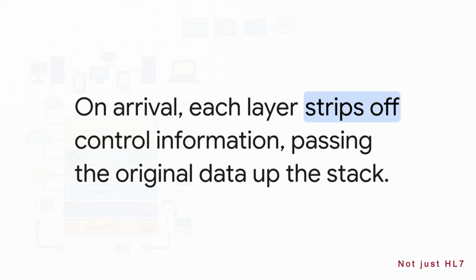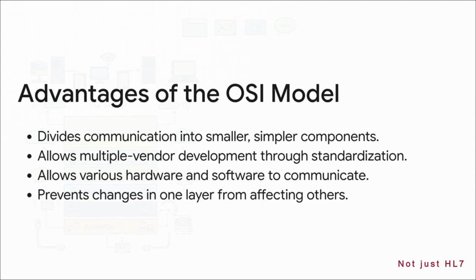Remember how each layer on the way down added its own special wrapper? Well, now, on the way up, each layer reads the instructions on its wrapper and then strips it off. Layer 1 turns the physical signals back into bits. Layer 2 reads the frame header and passes the packet inside up to Layer 3. Layer 3 reads the packet header and passes the segment up to Layer 4. And this continues all the way to the top until the original, pristine data is delivered to the correct application, good as new.